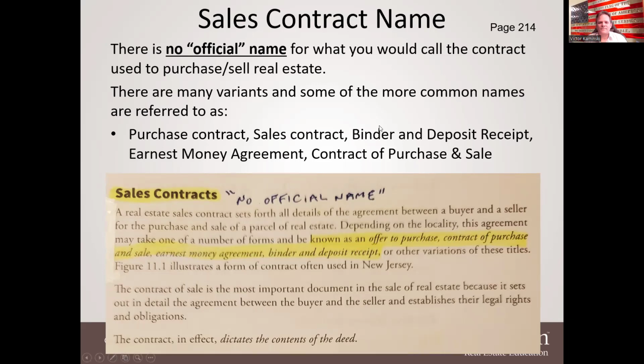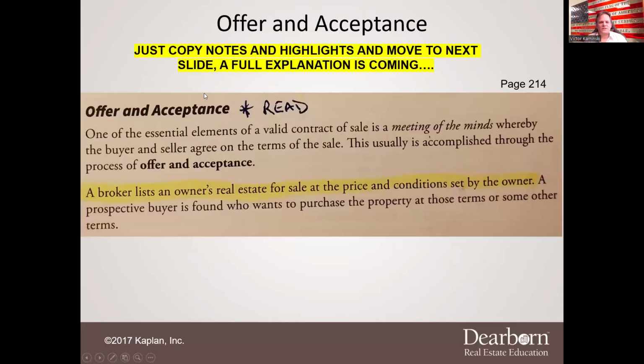All right. So let's just copy these highlights. So we're going to move on to the next slide, which apparently will give us another explanation for this. We're just going to highlight a broker lists an owner's real estate for sale at the price and conditions that are set by the owner. Who sets the asking price? The owner. So, you know what I'll even do? I'm going to underline that, the owner. By the owner.